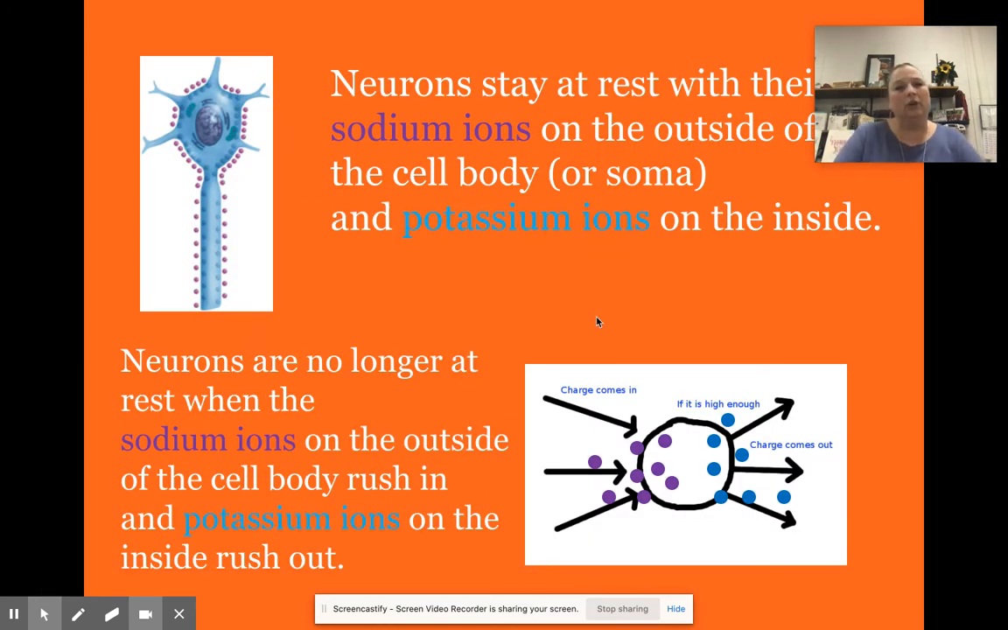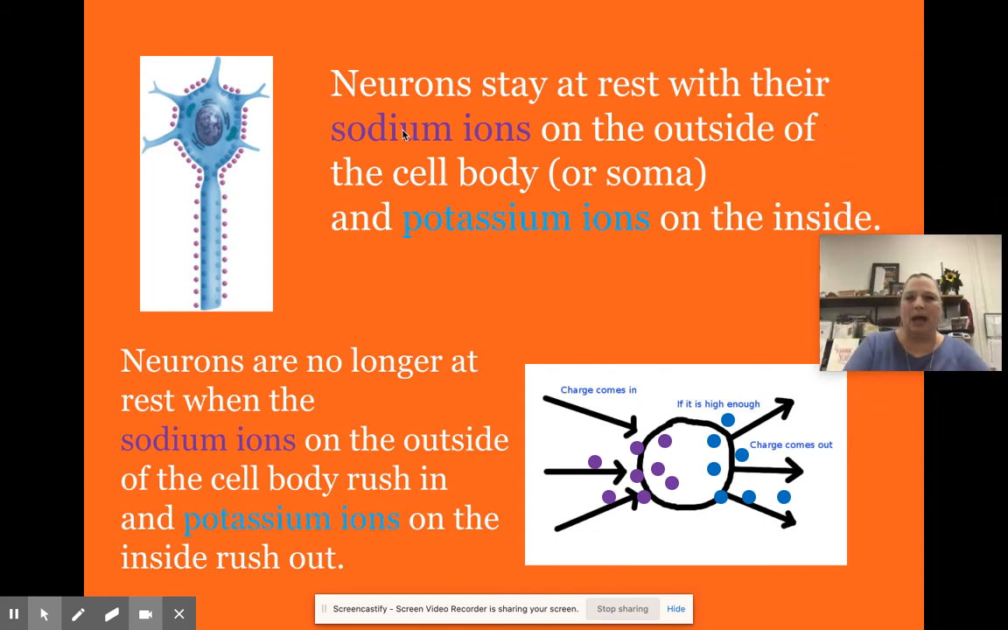Okay, so neurons actually stay at rest with their sodium ions. Now you'll notice it's color-coded. These are those purple dots on the outside of your neuron, okay? They are on the outside of the cell body. And then the potassium ions are on the inside, okay?